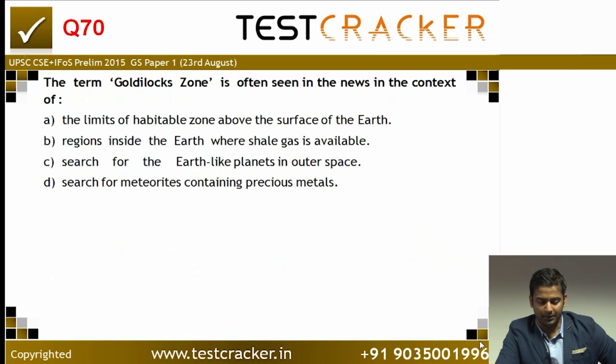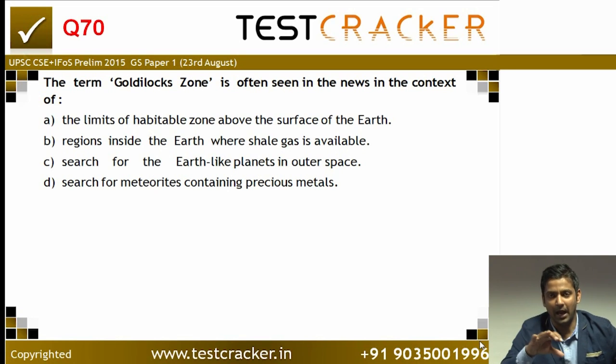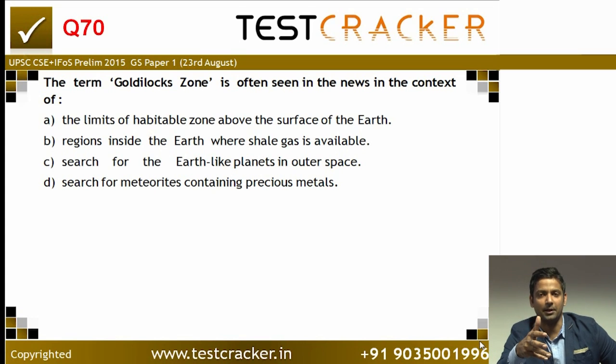Goldilocks zone, this term would always come in news whenever NASA or any other space agency says that there may be a possibility of life on such and such planet, right. So, then they would mention this is also in the Goldilocks zone. So, Goldilocks zone is simply any planet which is in a situation similar to Earth, which means at just the right distance from its own star, like Earth is from Sun. That is what is called Goldilocks zone.